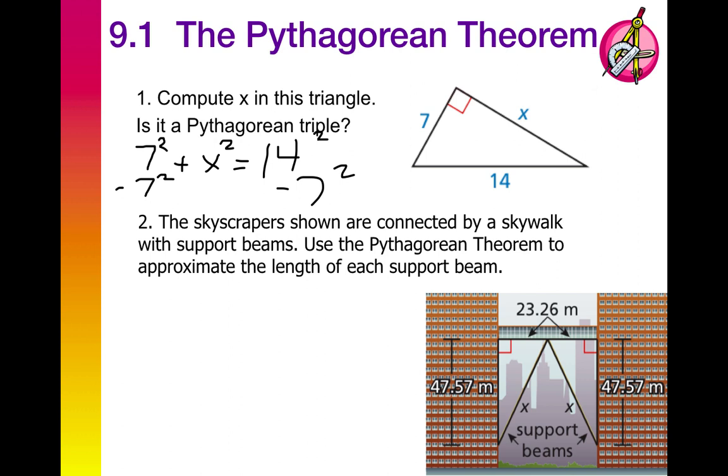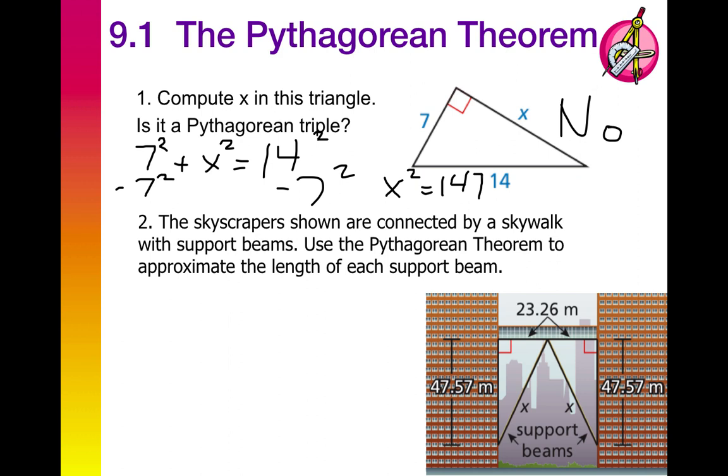And if I have 14 squared and subtract 7 squared, then I get 147. So x squared is equal to 147. And you can see the 147, you can't really take the square root of that and get a nice integer number. So no, this is not a Pythagorean triple. It can be computed, and it'll be somewhere around 12.1, but it's still not a Pythagorean triple.